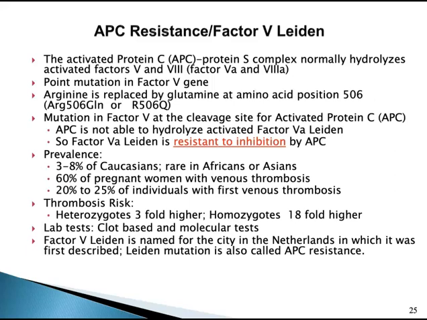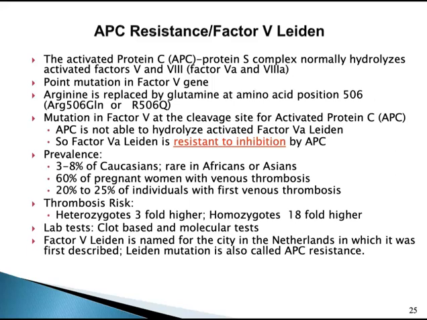This mutation in factor V actually occurs at the cleavage site for activated protein C. So where protein C comes in to inactivate factor V, there is an actual mutation there in factor V, and the mutation is a point mutation. Arginine is replaced by glutamine at this particular position. Because of this mutation, activated protein C is not able to hydrolyze activated factor V. And again, because of where this was found, this condition is called factor V Leiden or activated protein C resistance.